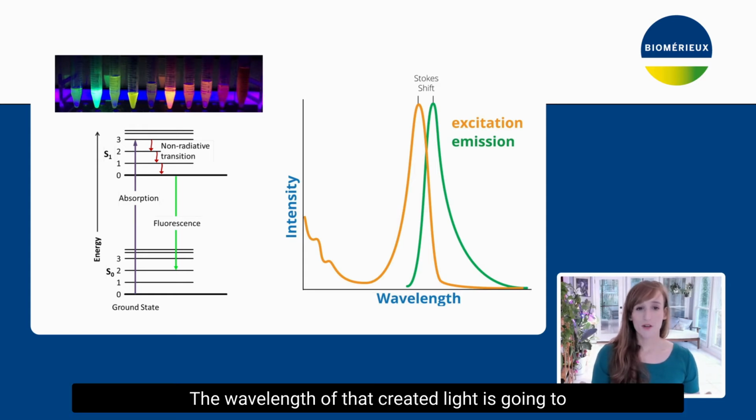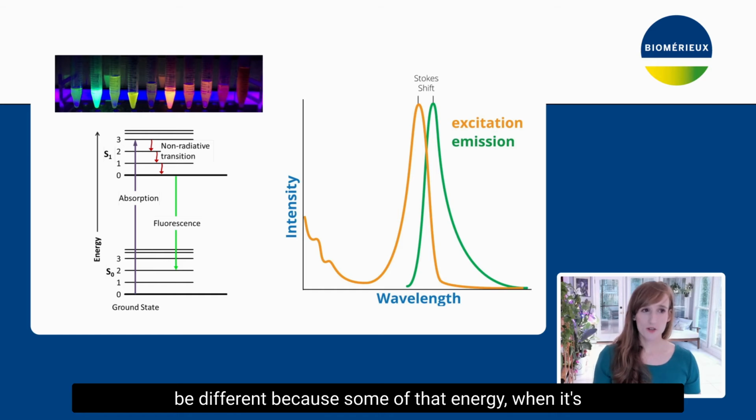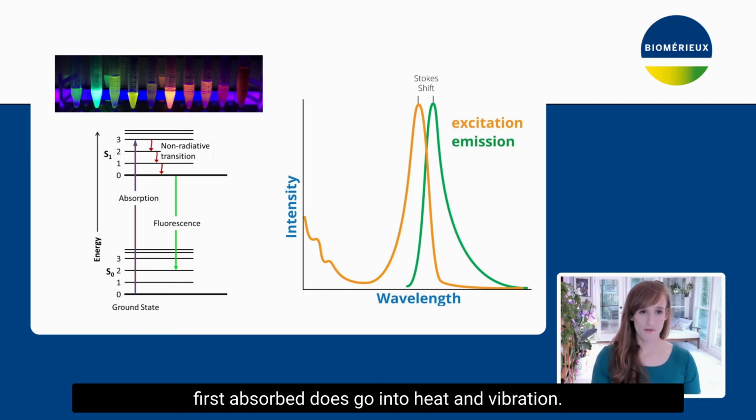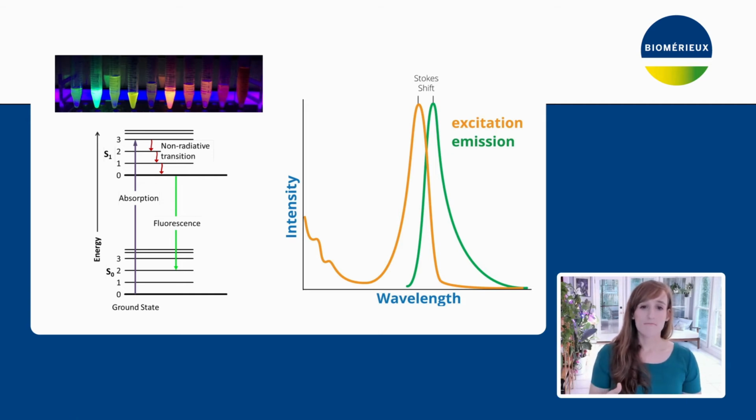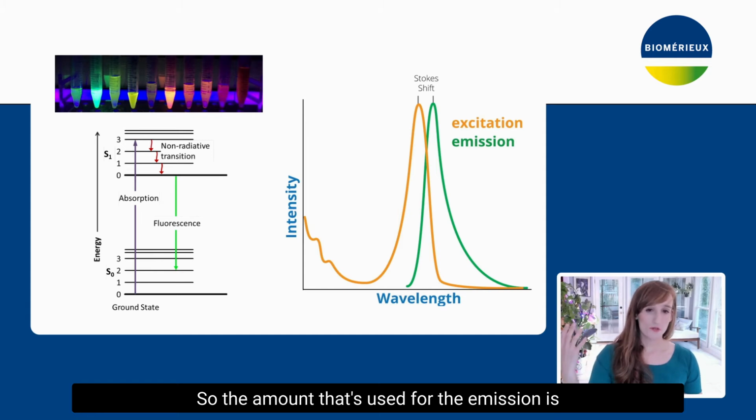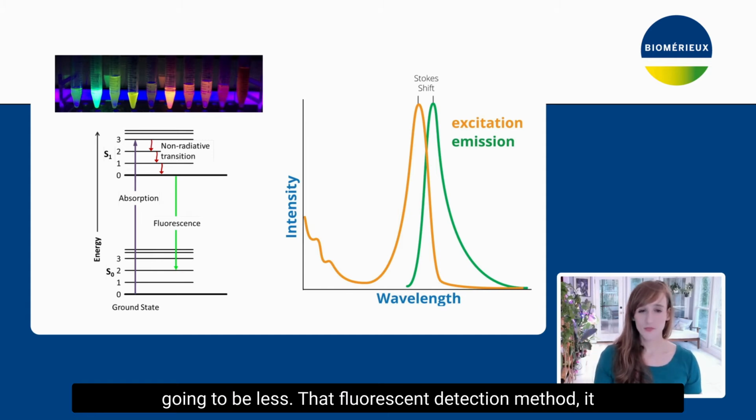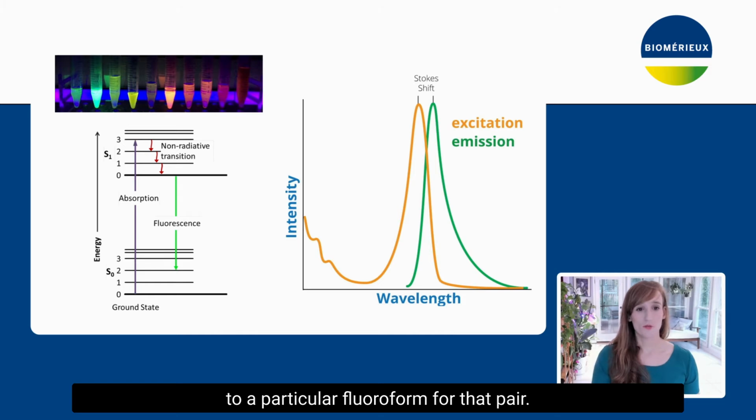The wavelength of that created light is going to be different because some of that energy, when it's first absorbed, goes into heat and vibration. The rest of it goes into the transition up to another state. So the amount that's used for the emission is going to be less. The fluorescent detection method measures the emitted light, which is highly specific. It's looking at that excitation and emission pair, which corresponds to a particular fluorophore. That pair has a very different wavelength between excitation and emission. That's called the Stokes shift.